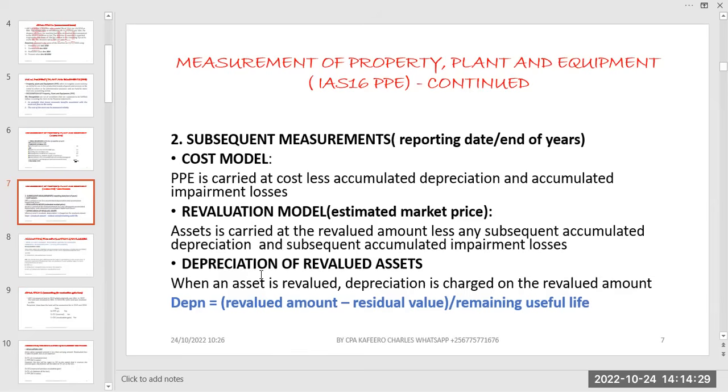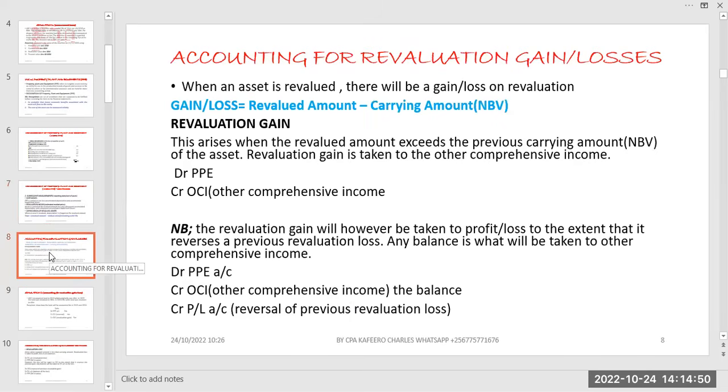or it may be the other way round, less than its carrying amount at the time of revaluation. So it may create either a revaluation gain or a revaluation loss. So let's try to look at how we are accounting for those revaluation losses and gains.